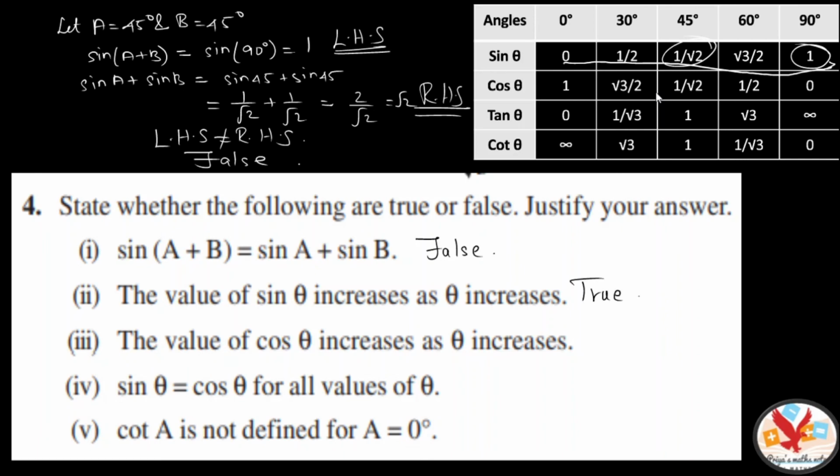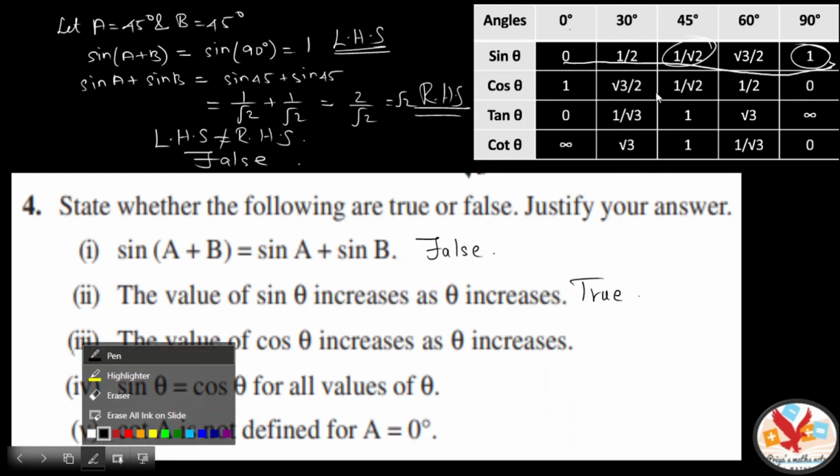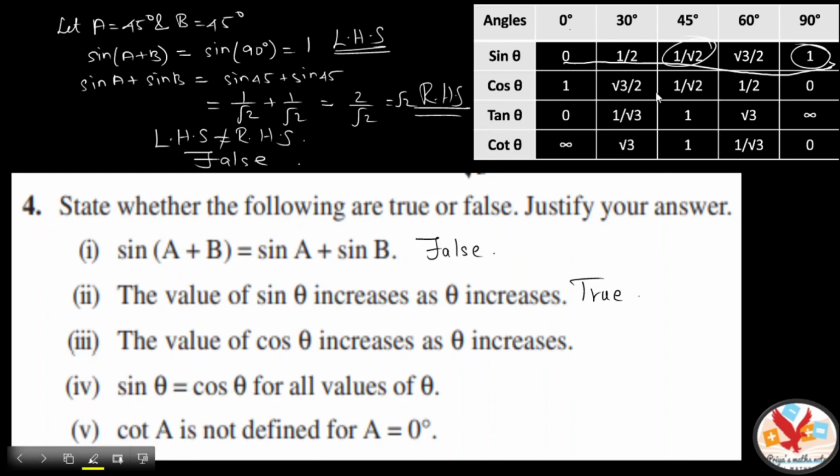From the tabular column, the value of cos theta increases as theta increases. Let us check the tabular column. When the angle increases from 0 to 90 degree, cos theta values decrease from 1 to 0. You can see it starts from 1 and decreases to 0. Therefore, this statement is false.